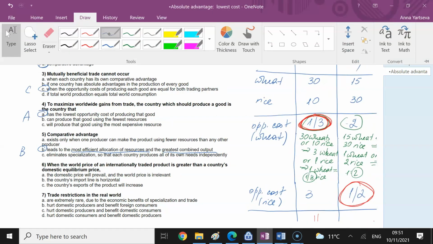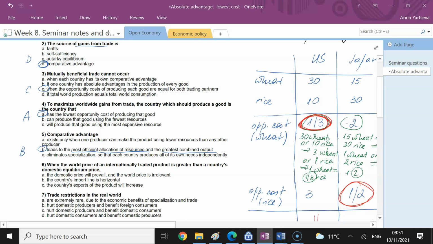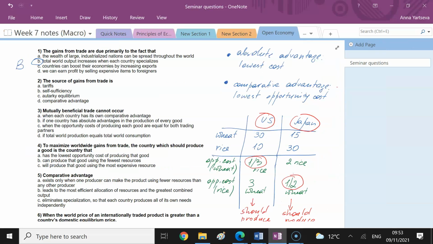So comparative advantage is the source of gains from trade. Next, second question. The source of gains from trade is comparative advantage. This is what we've just explained. It's not self-sufficiency. When you are self-sufficient, you probably won't be able to enjoy these high standards of living, because opportunity costs in production of some goods will be higher compared to if you traded.